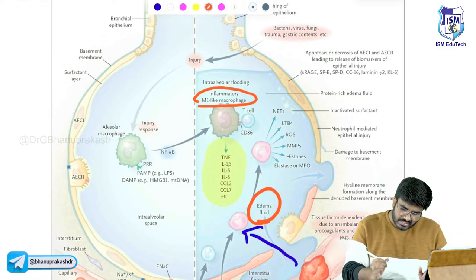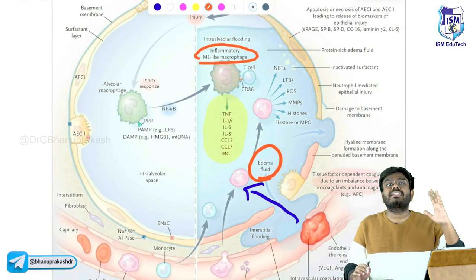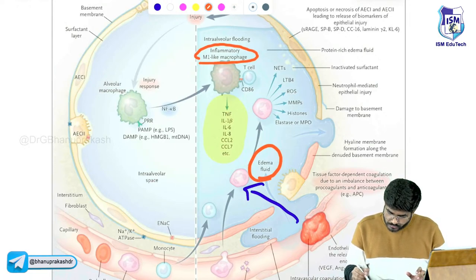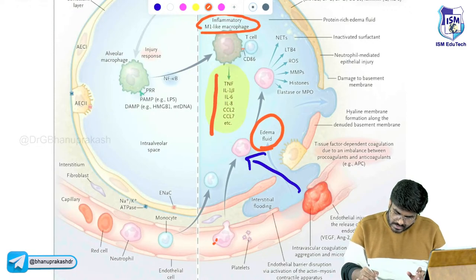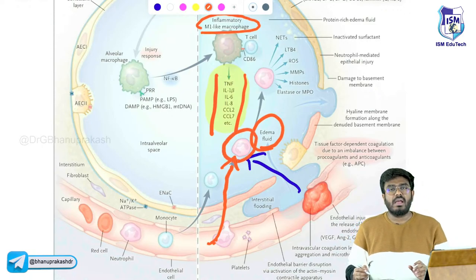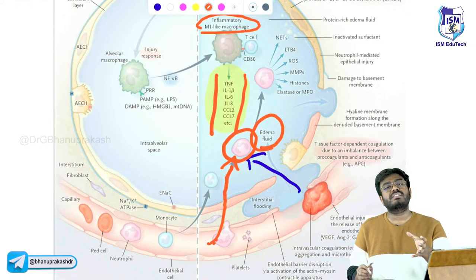Now, because of these chemicals, the neutrophils will be attracted towards the lung. See, these substances are the ones causing neutrophil recruitment. Neutrophils are coming, and on the way they produce ROS, reactive oxygen species, free radicals, and proteases.